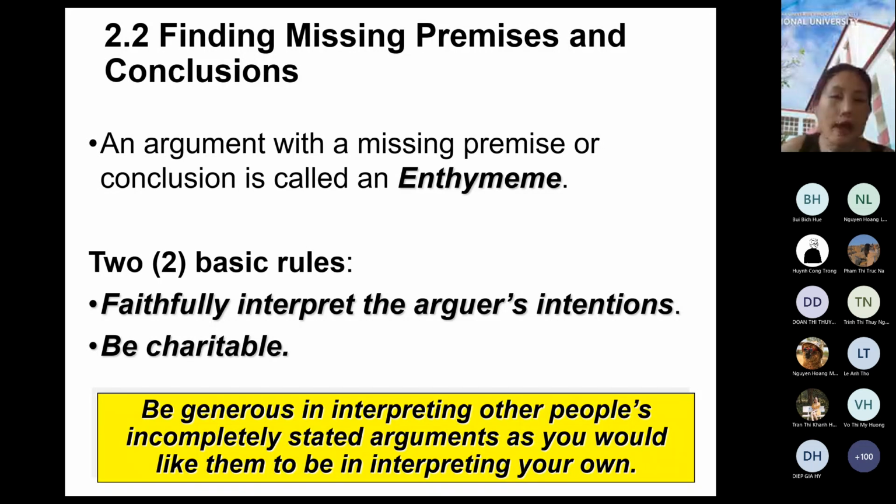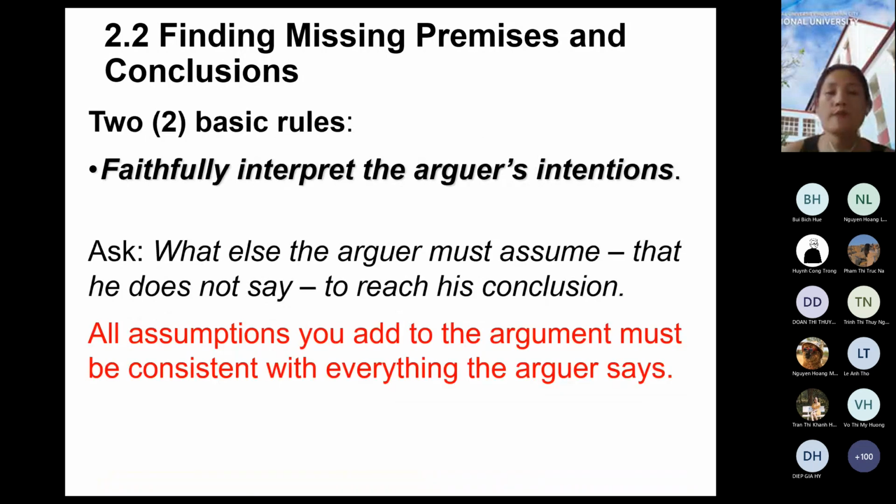Okay, and when we add like this, you must follow whatever they said previously. You cannot add something which somehow conflicts with what the arguer is providing. Okay, so there are two rules that we need to apply. The first rule is to faithfully interpret the arguer's intention. So in order to do so, we need to ask the question, what else must the arguer assume?